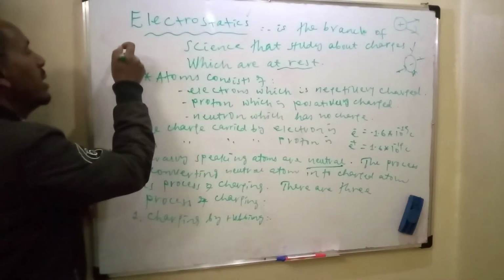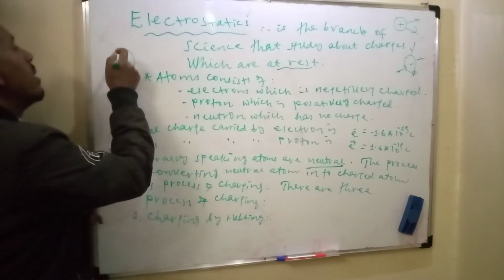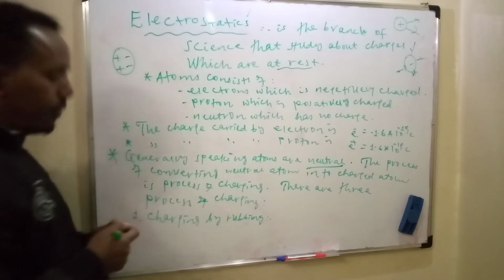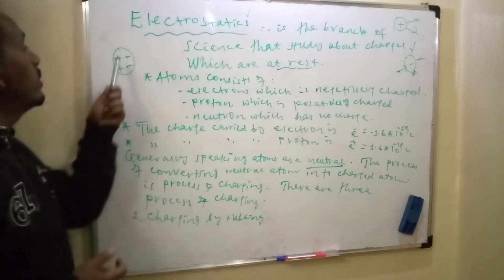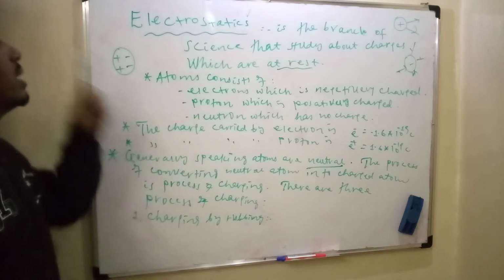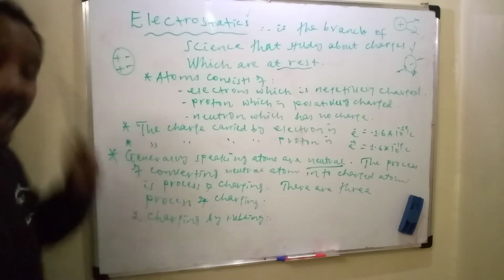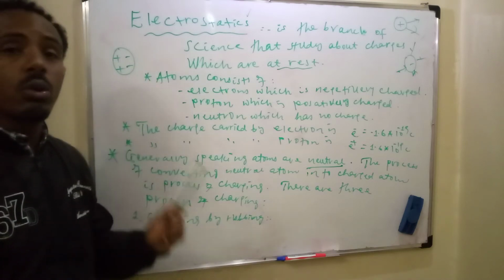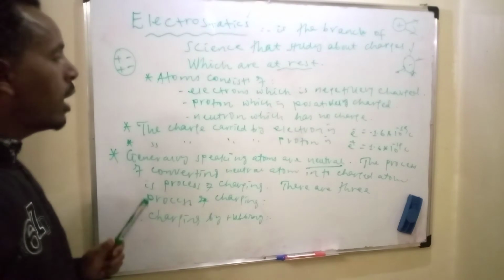For example, consider an atom. This is the number of positive charges, protons, and negative charges. If the number of positive charges is equal to the number of negative charges, this atom is said to be neutral. The net charge in a neutral body is equal to 0. If so, that body is said to be a neutral body.